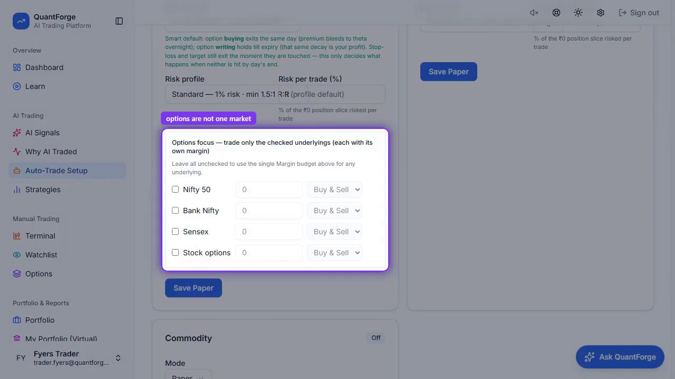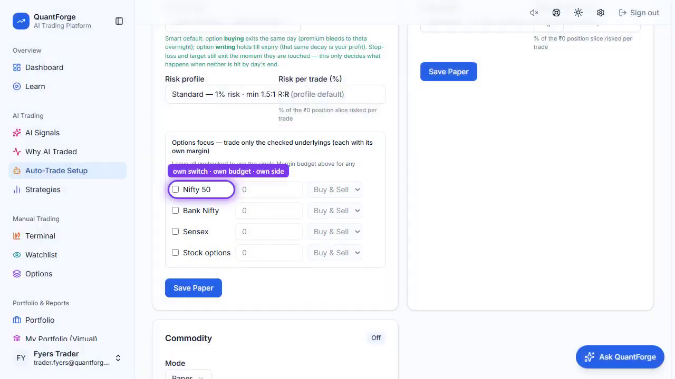The options card looks different, it has rows inside it. Because options are not one market. Nifty, Bank Nifty, Sensex and stock options behave differently, so each group gets its own switch, its own budget and its own side. Side says buy, sell, or buy and sell.